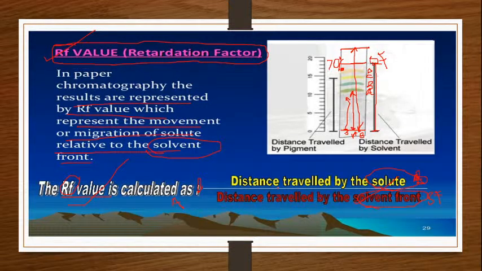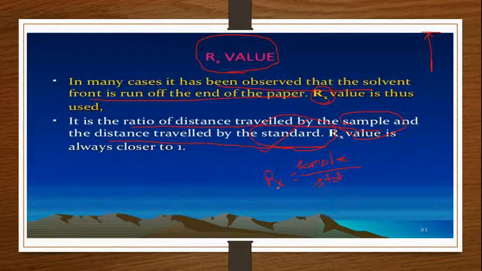Rf is there for those paper chromatograms where the solvent front can be easily detected, or generated, and you can easily determine the distance. But in certain cases you are unable to calculate the solvent front, or you are unable to judge the distance of the solvent front. In that case you have to calculate the Rx, not Rf, by comparing it with the distance traveled by the sample. Okay.